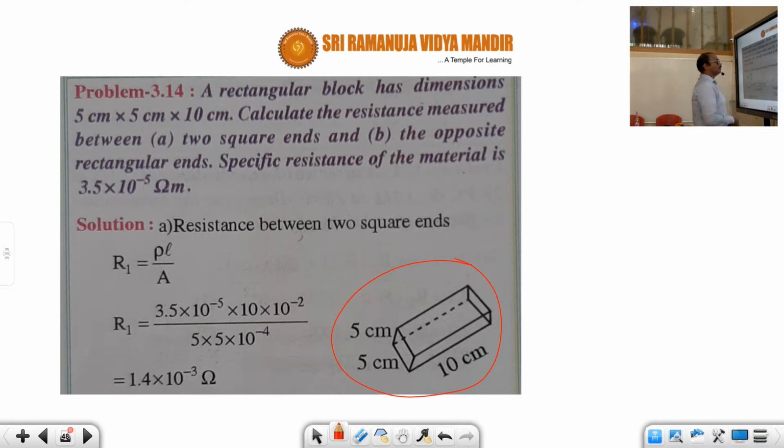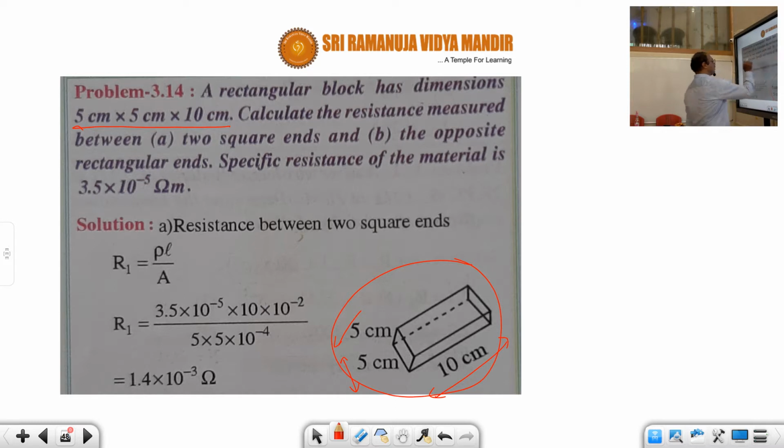So this is a rectangular block and it has the dimensions 5 into 5 into 10 centimeter. So clearly written, this side is equal to 10 centimeter, this side is equal to 5 centimeter, and this side is equal to 5 centimeter.